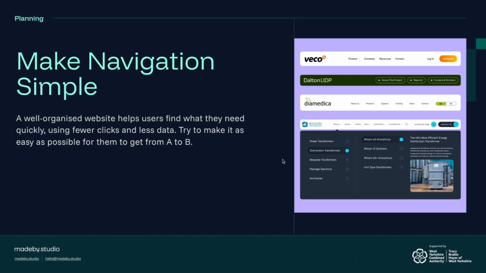So for example, we have this Wilson Power Solutions one here, where if someone wanted to see about the Wilson E3, they wouldn't have to click products, and then they wouldn't have to scan down a page and go to distribution transformers and then scan more and then click into the product itself within that page. They can just get there in one click via one menu.